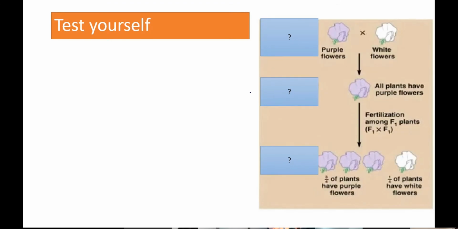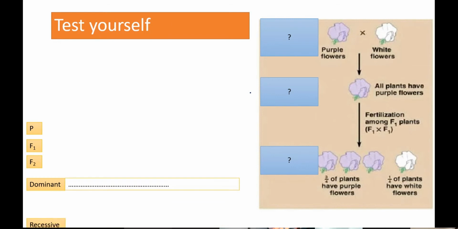Okay, let's try this monohybrid inheritance. Give the label P. What is the P? Give the labels F1, F2. What are the dominant traits? What are the recessive traits from this monohybrid experiment? Please answer it.